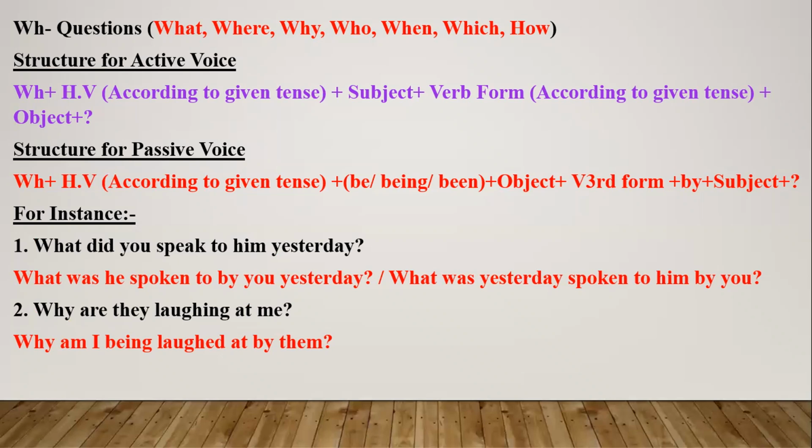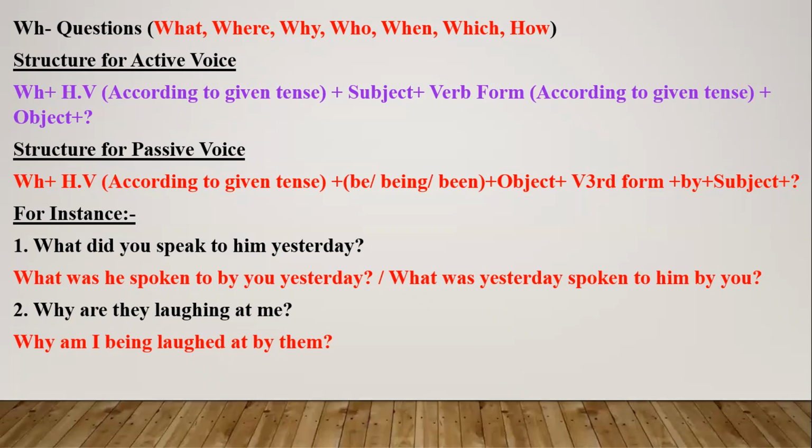Now we will make a structure for passive voice. WH will remain the same, and obviously after WH we need a helping verb. Obviously it would be according to the tense, and sometimes we'll use be, being, and been. As we have already discussed, be we use in future simple, being we use in continuous tenses, and been we use actually in perfect tenses. So please keep these things in mind, and that will help you make a question. After that, we use the object and the third form, by plus subject, and the last question mark is actually very necessary.